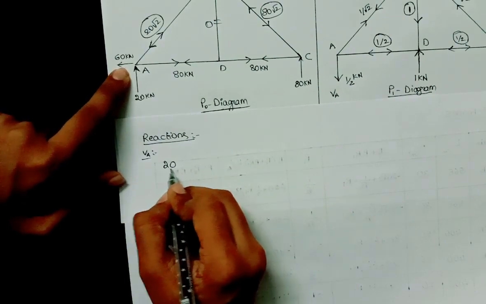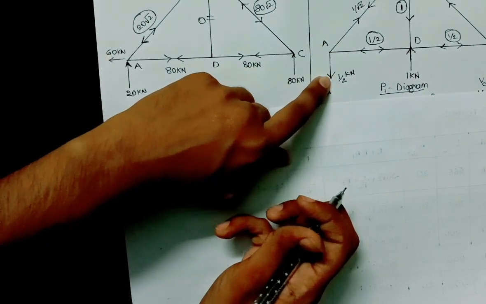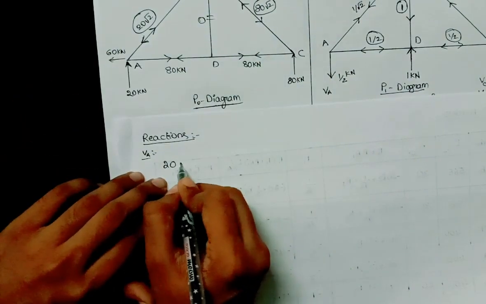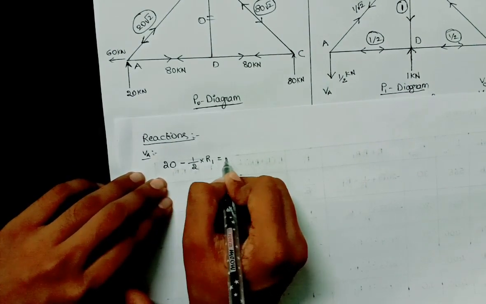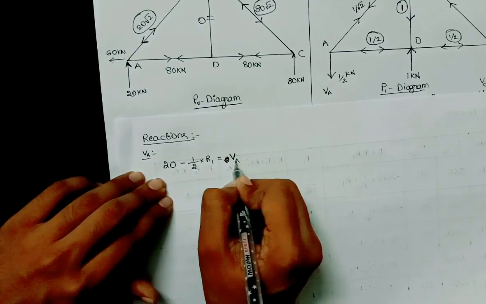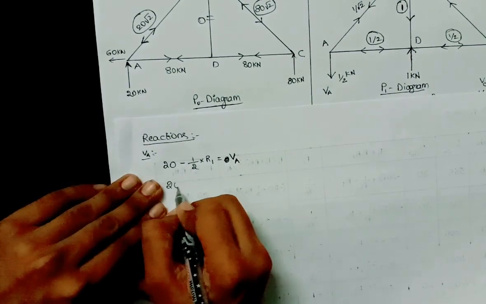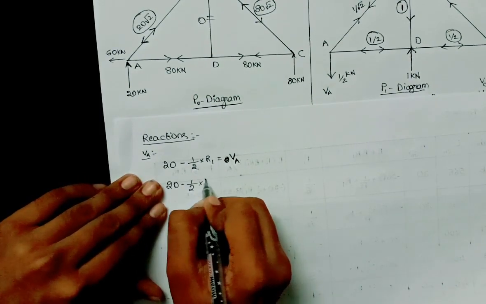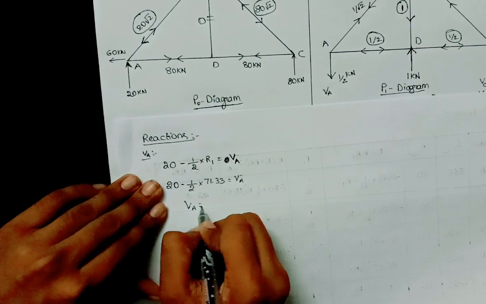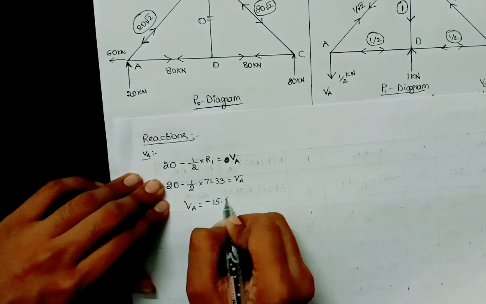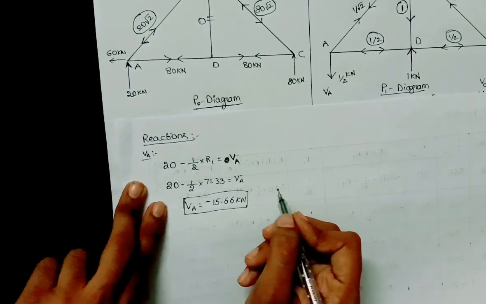So positive plus 20. In the P1 diagram we are having vertical reaction in downward direction as half kilonewton. Since it is downward, I will write minus 1 by 2 into R1 equal to VA. Now 20 minus 1 by 2 into R1, which I got as 71.33, equal to VA. Therefore VA equal to minus 15.66 kilonewton. So this is the value of VA final reaction.